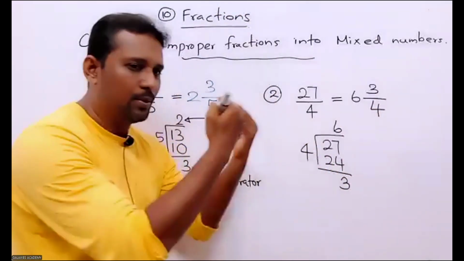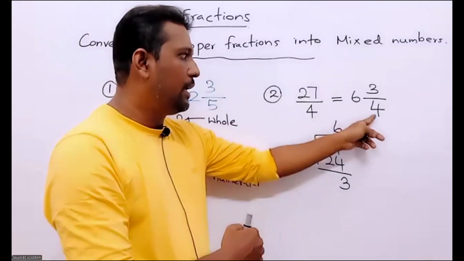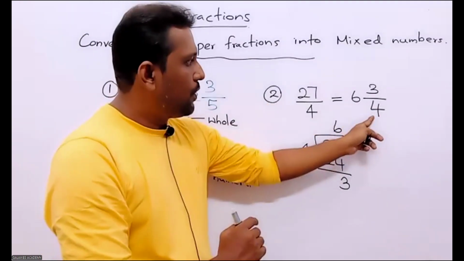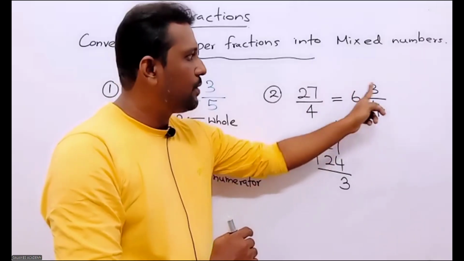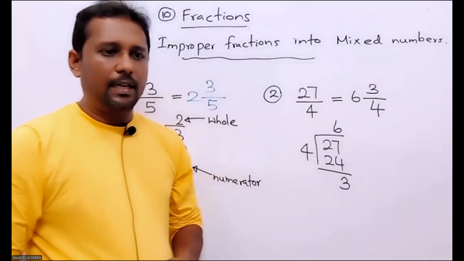Now you check it. Correct or incorrect? Denominator 4, okay. 4 times 6 is 24. 24 plus 3 is 27. Correct. Are you clear?